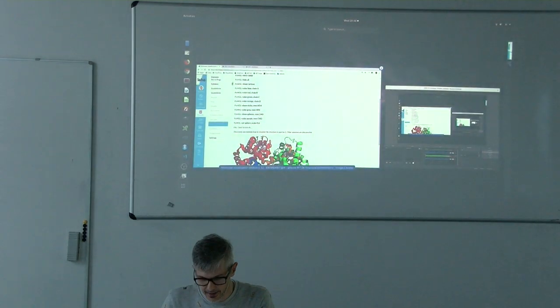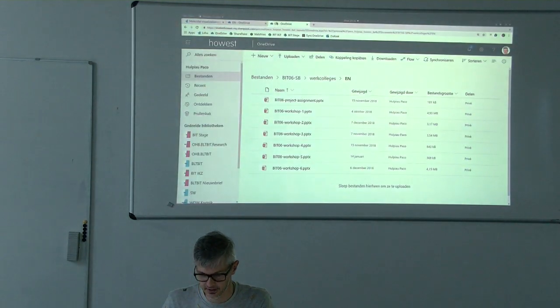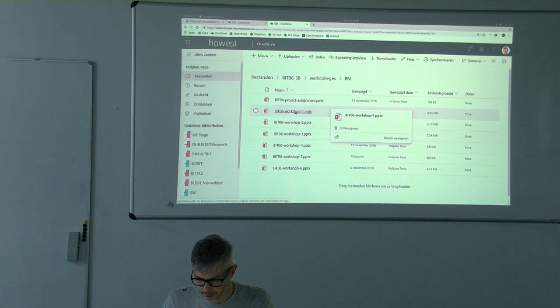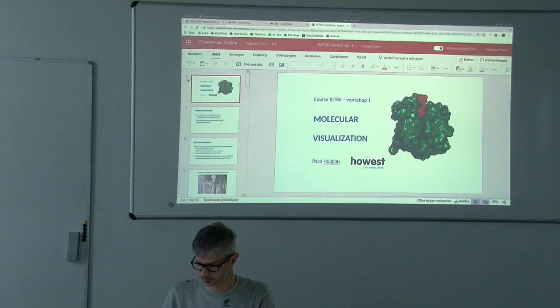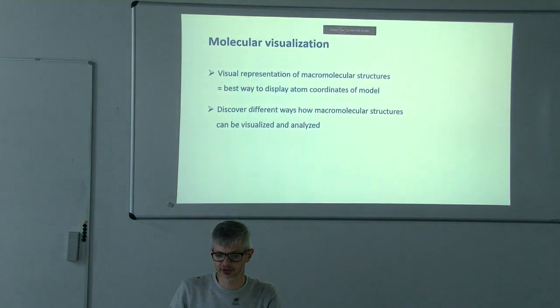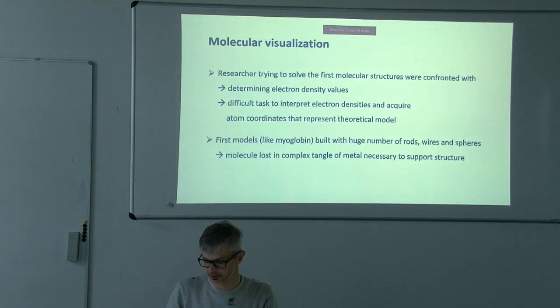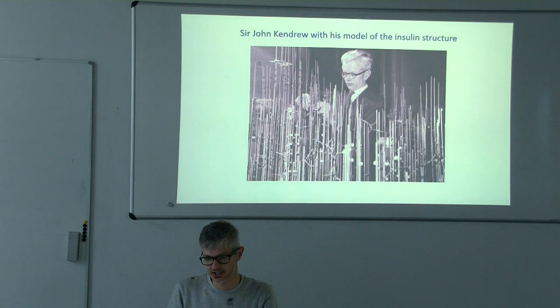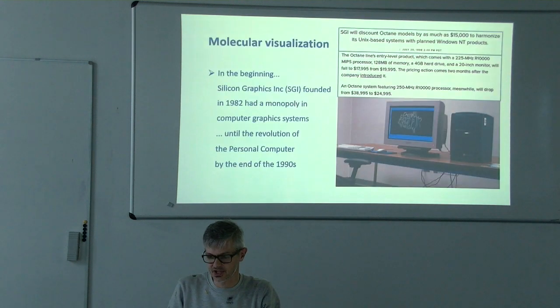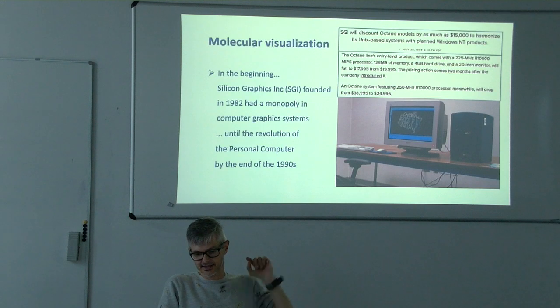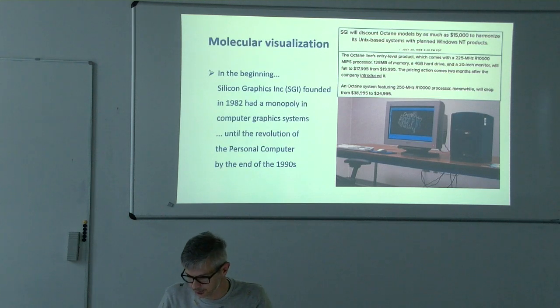Okay, and so let me start with workshop 1. So there's a small introduction about the different programs. This is John Kendrew with the first model of insulin. So this is how he had to do it. And now we can just do it on our laptop. This is then an example of one of the first computers, a very expensive computer to do that.